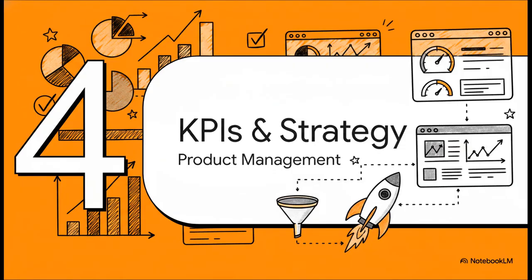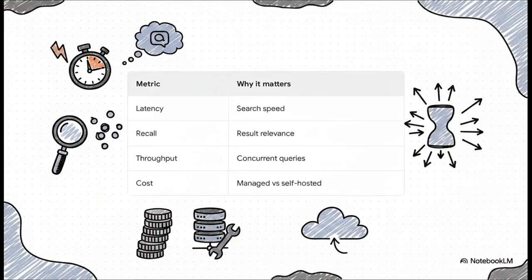Okay, so now what's really interesting is how we actually measure the success of the system. Let's switch to the executive dashboard in Section 4, KPIs and Product Strategy. When you're out there evaluating providers like Pinecone, Milvus, or Weaviate, this framework is your holy grail. First up, latency, specifically your P99 latency. This tells you how fast the search returns. If you're building a real-time chatbot, a slow database absolutely kills the user experience.